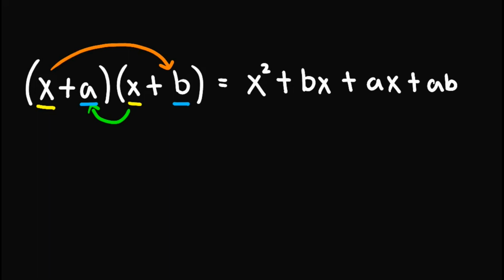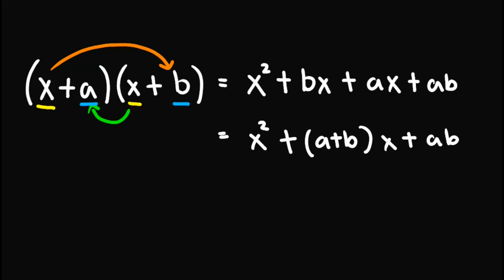Then after this, since bx and ax are like terms, assuming that a and b are real numbers or constants, we can write this one as x squared plus a plus b times x plus ab. And so this is where the concept of factoring quadratic trinomials comes.